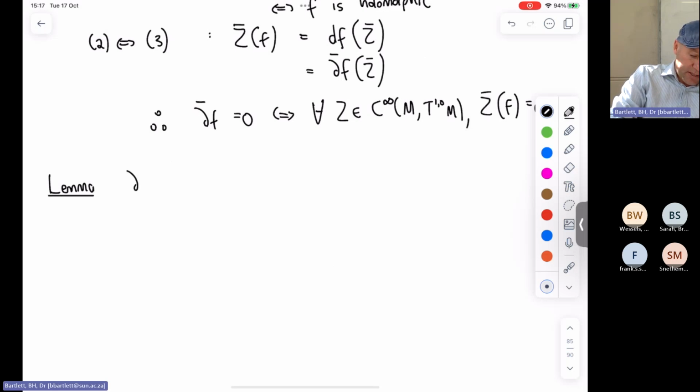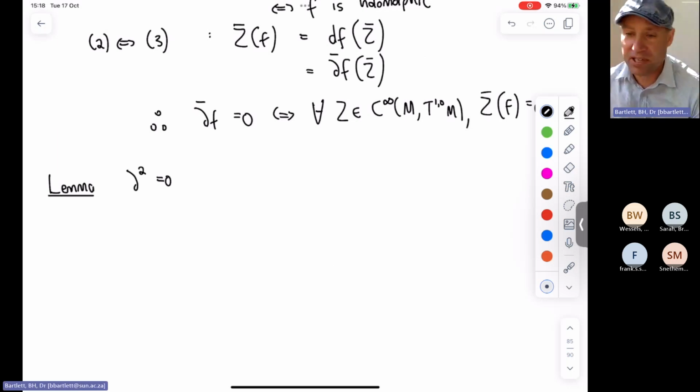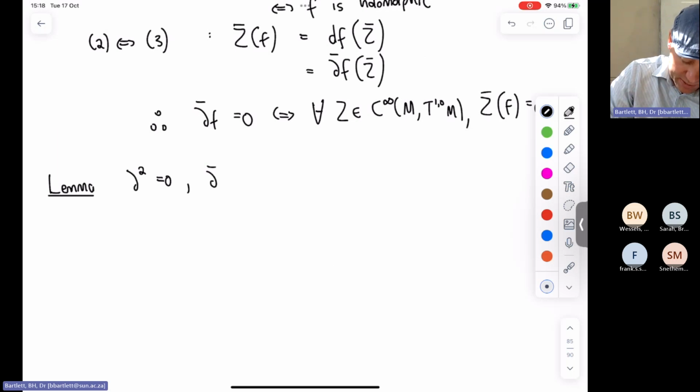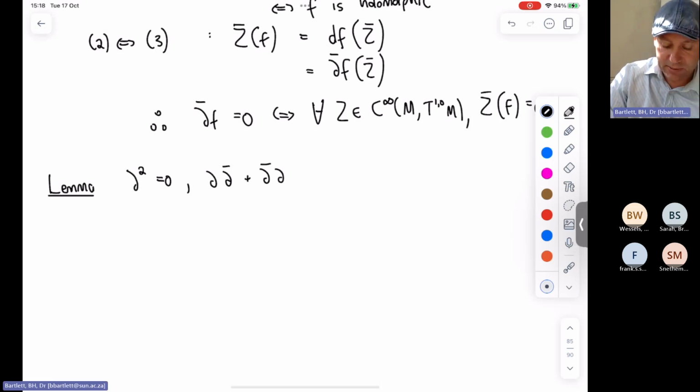So the lemma is that if I do del squared, then I get 0. I know that d squared is 0, but now I'm saying that del squared is 0 as well. And I'm also saying that if you do del bar and then you do del, you won't get 0, but you will get minus what will happen if you first do del and then del bar. And I'm also saying that del bar squared is equal to 0.